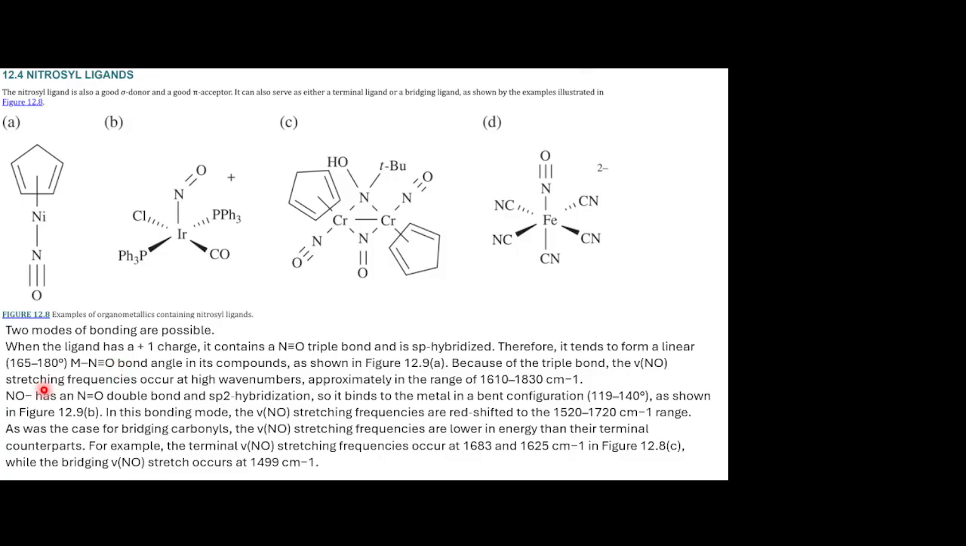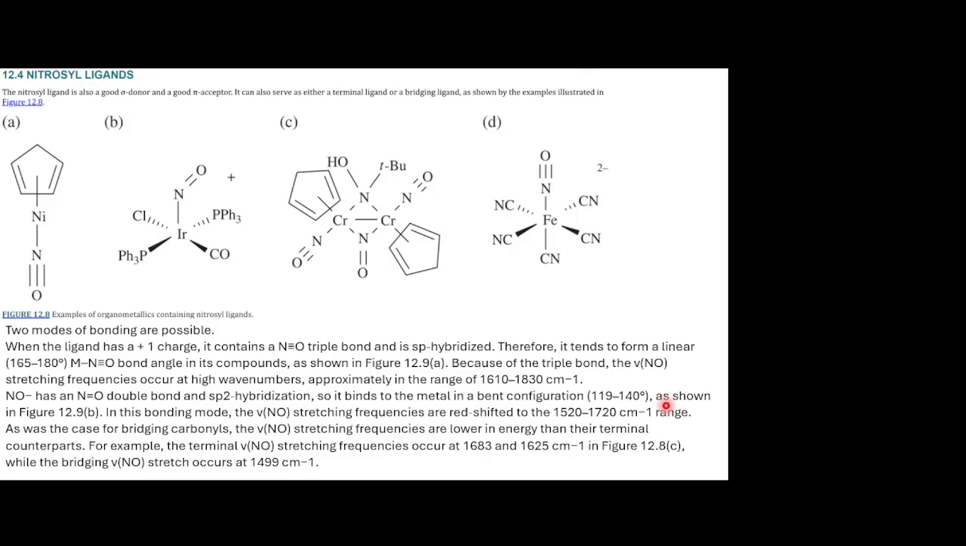Okay. So the NO has a NO double bond canonical structure as well, and that NO double bond is actually going to be sp2 hybridized. And notice here, we need the sp2 hybridized orbitals to overlap, don't we? That's like a trigonal planar structure, isn't it? And so that's going to be the NO double bond one. It's going to bind to a metal with a bent configuration. That's the bent configuration, right? If we don't look at the oxygen. If we look at the oxygen, that'd be trigonal planar, right? That's going to be about 119 to 140.